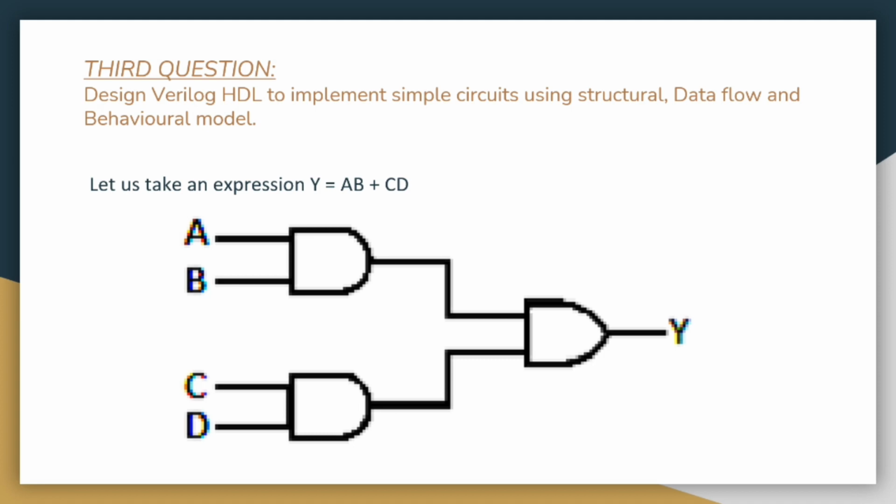AB will be represented using an AND gate, and CD will also be represented using an AND gate, and the output from the two AND gates will be the input to the OR gate, and the output of the OR gate is the desired output we get.